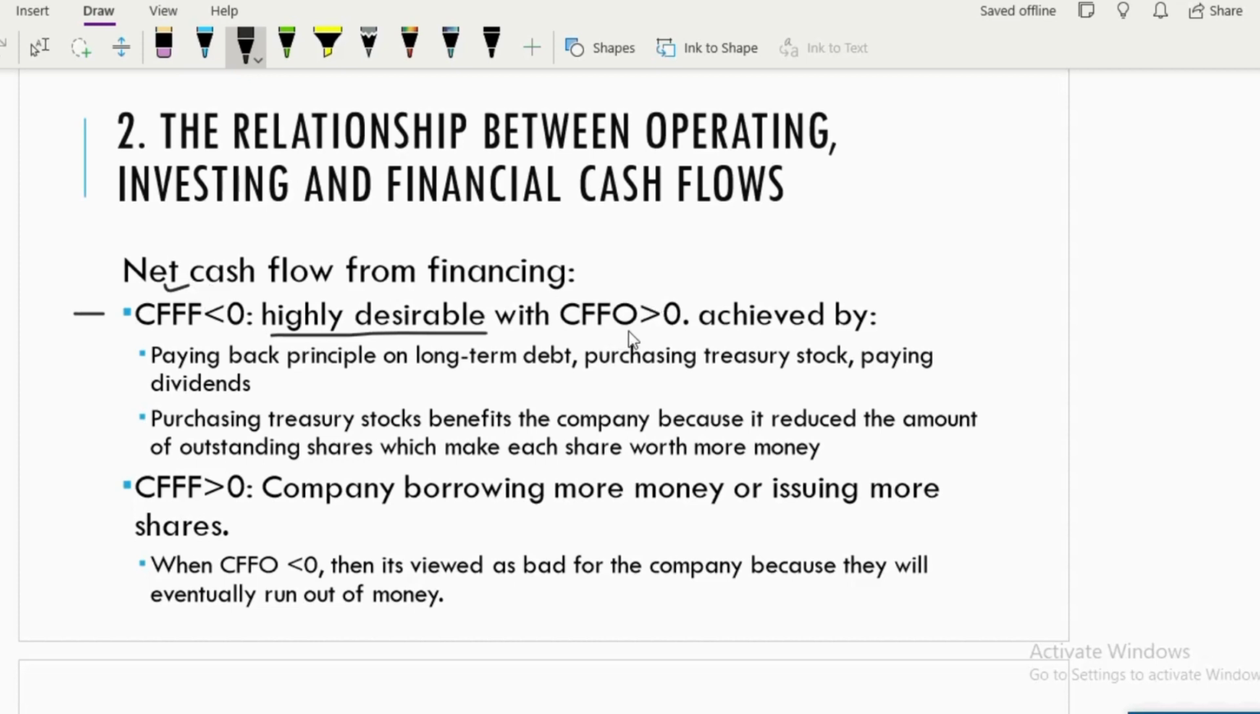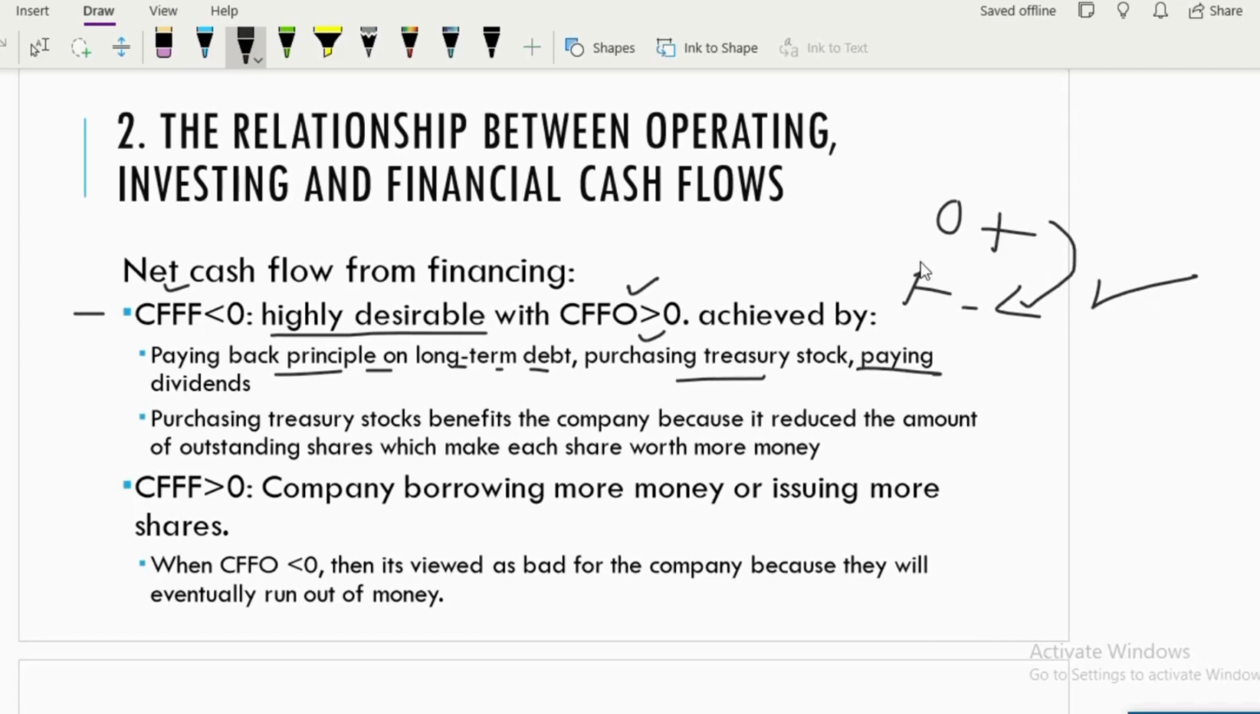When your CFO is greater than zero, it means operations are bringing in the money, and you are using this money to pay for financing. This is a good situation. Why? Because when you get the money from operations, you pay back your principal and long-term loans, you purchase shares back because you don't need more investment in the market, and you pay the dividend.